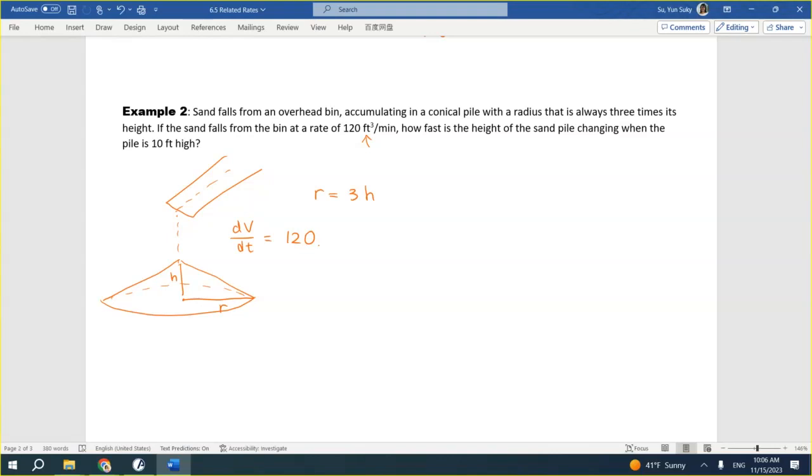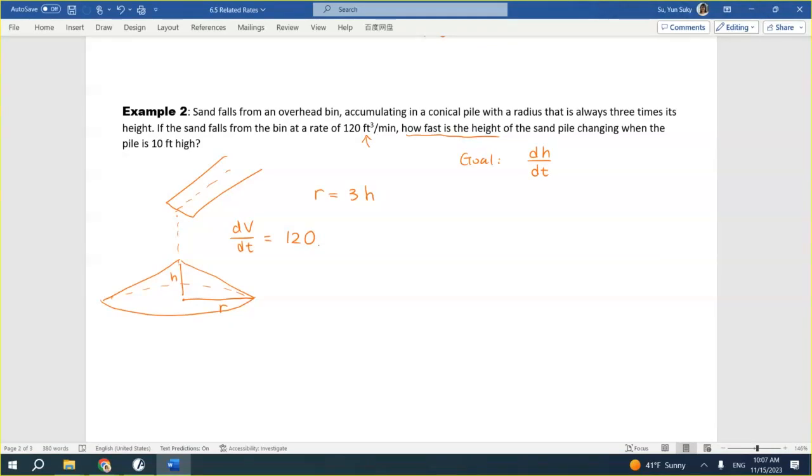Any questions so far? All good? Your volume is increasing because more sand is falling down, right? And it tells you that it has a rate of 120 cubic feet per minute. So this is dV/dt. And then the goal is how fast is the height of the sand pile changing? So we want to find how fast the height is changing. So we're looking for dh/dt, right?